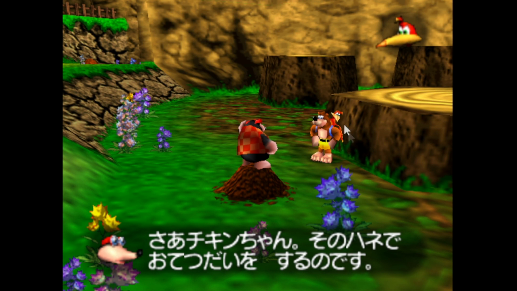Okay. So I think now that we've shown what our jump is, now he's going like, right then, chicken chan. Obviously talking to Kazooie. Sono hane de otetsudai wo suru no desu. Okay. Sono hane, that's like those wings, or maybe feathers. I think hane can mean both. Probably wings, right? Because she's going to help us with the wings. Sono hane de, so via those wings.